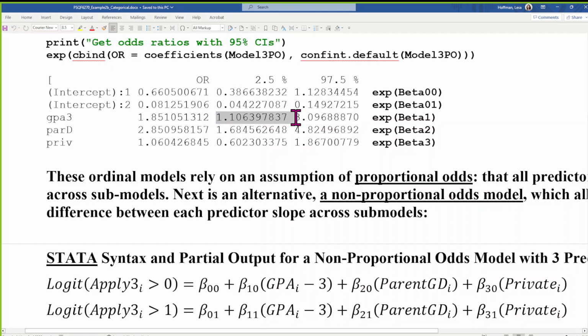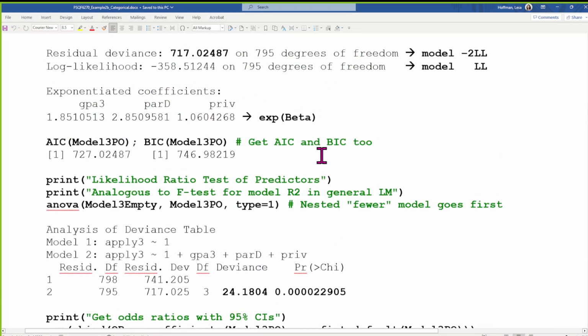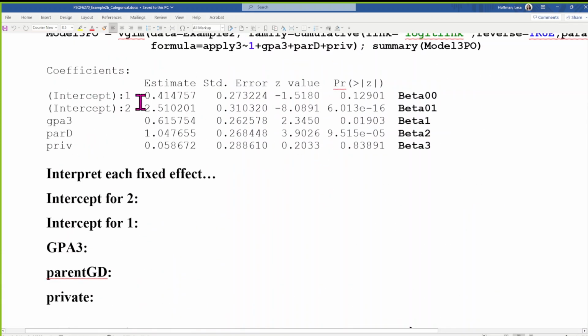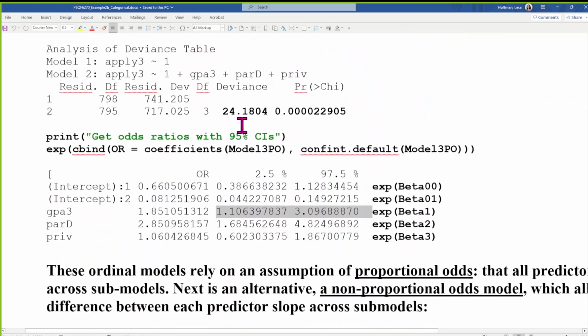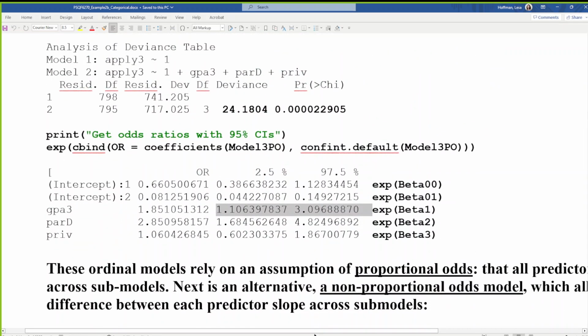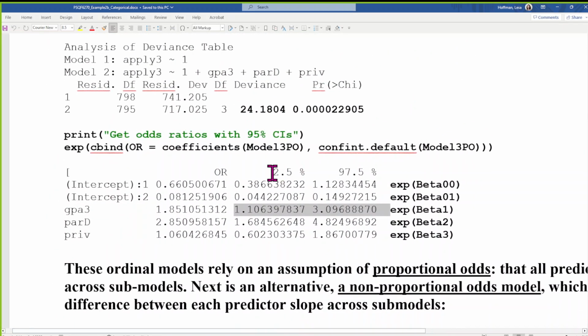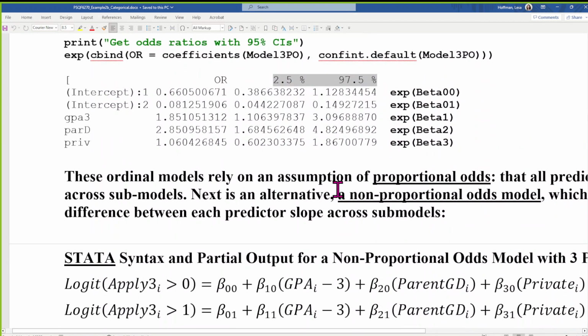So this conveys the uncertainty around your slope in the odds ratio metric, the same way that you could convey the uncertainty around it in the logit metric, but nobody knows what a logit is, so that's probably not going to help them. But you can think of these as equivalent to significance tests if you use the same confidence level as you did with your alpha.